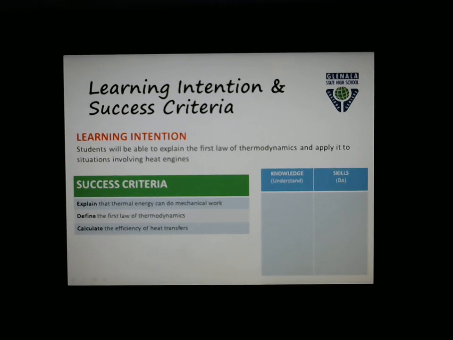Please pause the video and attempt to complete the KS table down there on the bottom right.